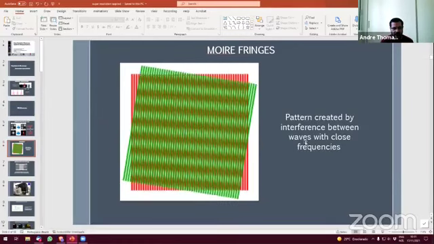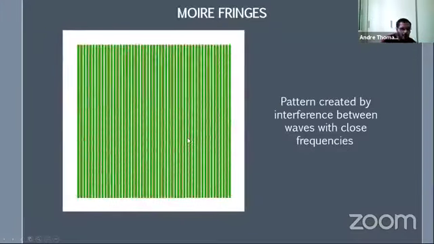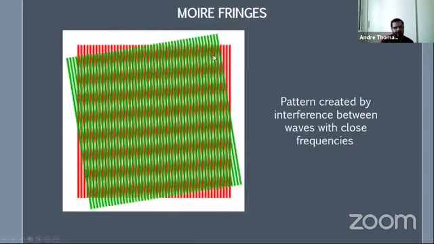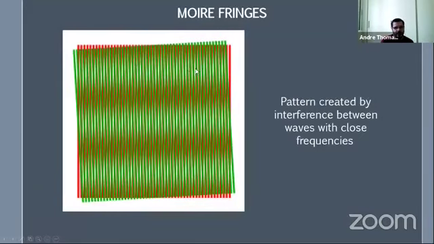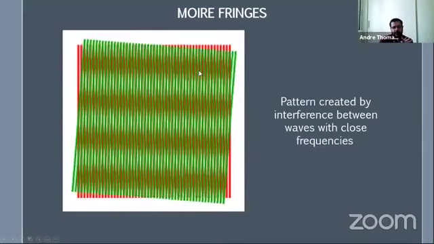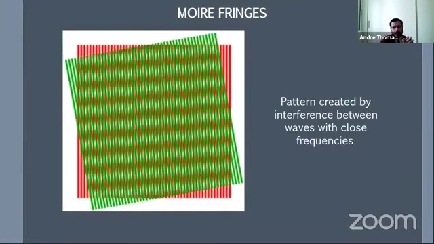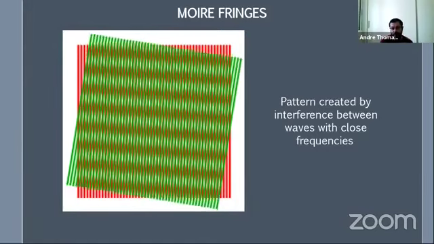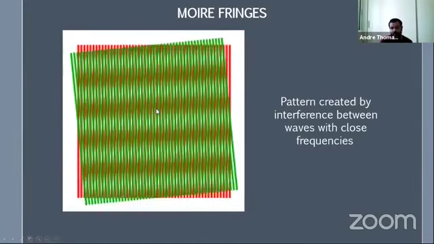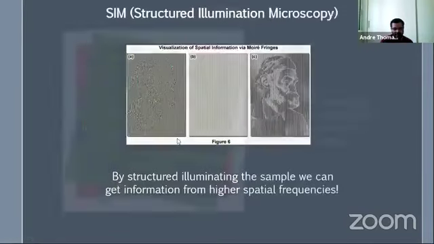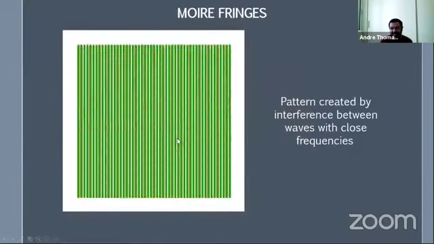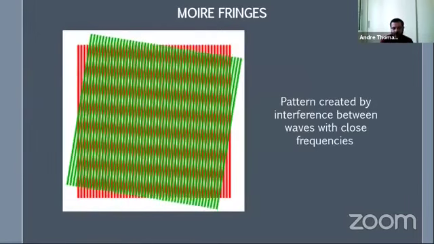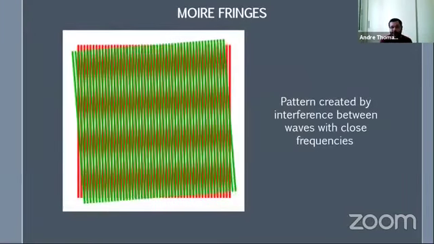So if we hit play again and change screens, we can see that the frequency of the white wave changed because of the inclination of the green waves on top of the red waves. So this is called Moiré fringes. It's the interference between the two waves. The white waves don't really exist, but when you look at the interference between the green and the red, you see the white wave, okay?